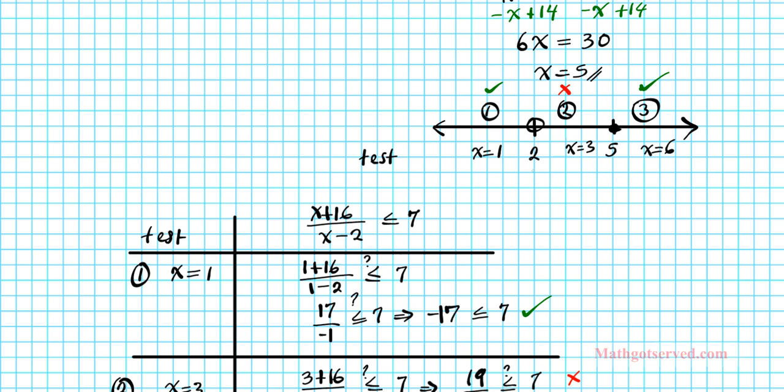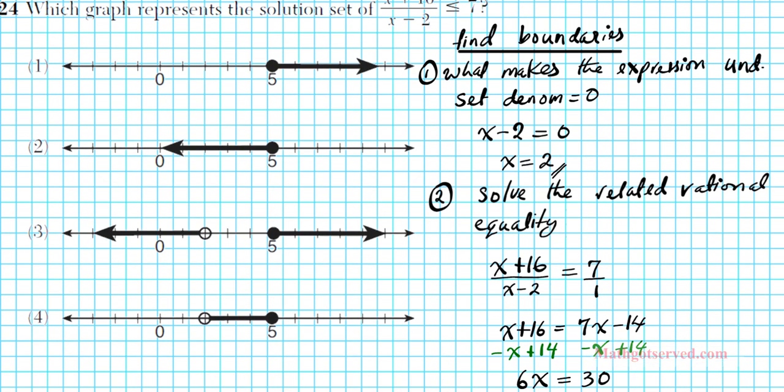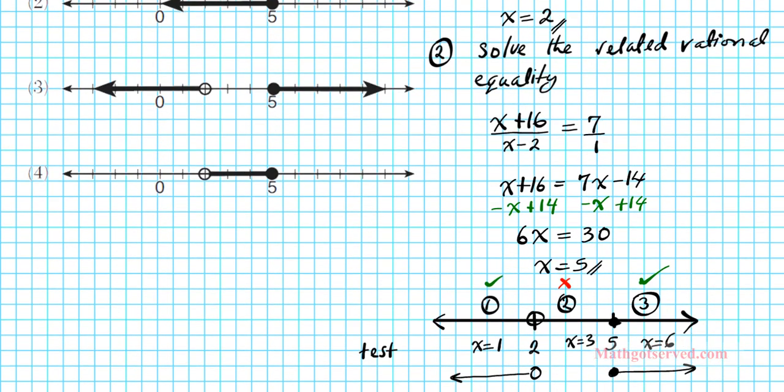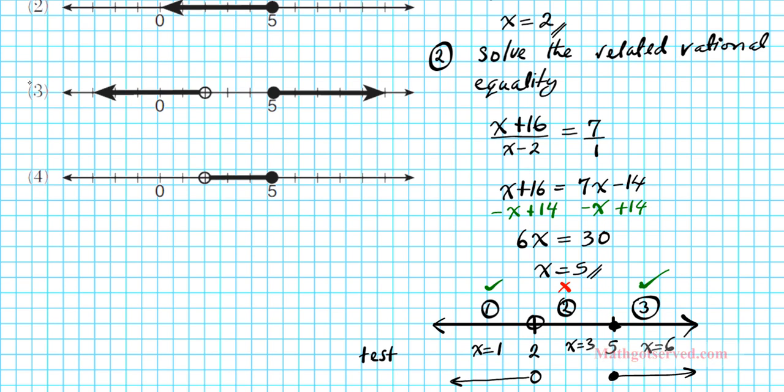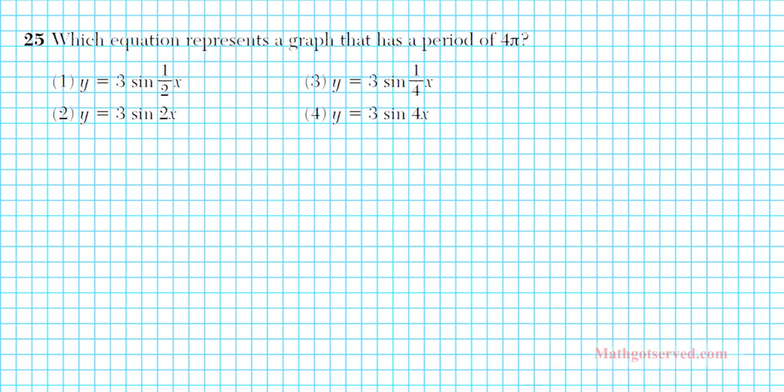So our answer is going to be something like this. With 2 excluded, any value less than 2. And then with 5 included, any value of x greater than 5. That's our solution region, okay? So we can clearly see that our answer is option number 3. All right, let's move along to the next problem.